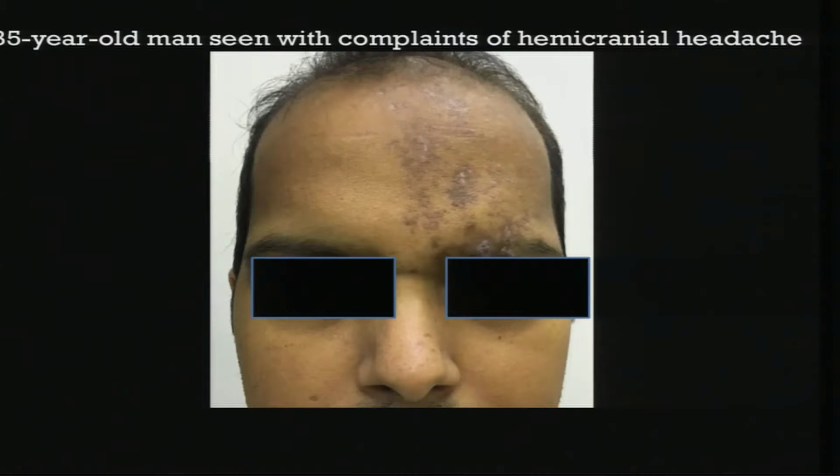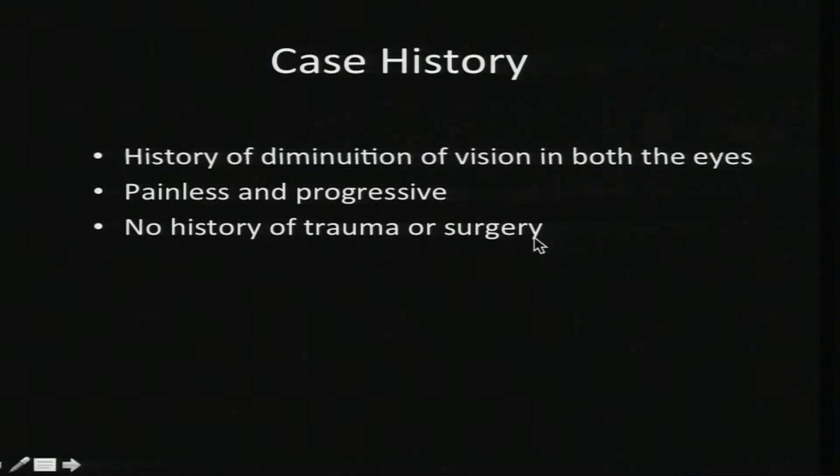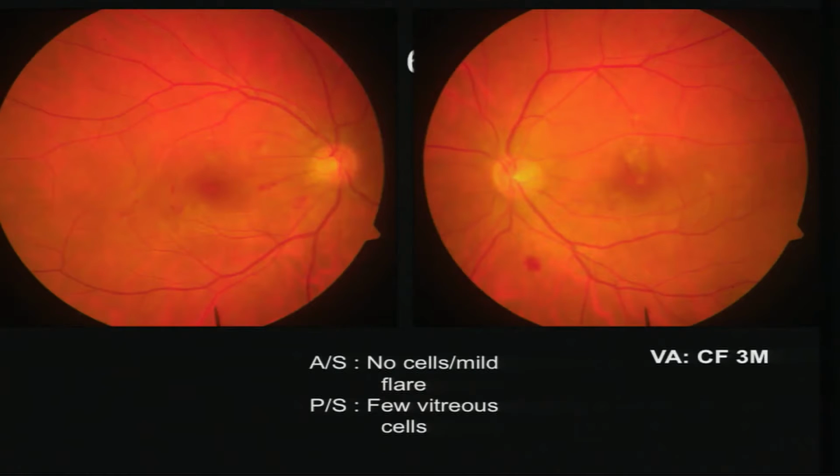With this, I move on to my next case. This is a 35-year-old man who comes to us with complaints of hemicranial headache. And you can see there is a zoster going on there. So he gives history of decreased vision in both the eyes, which is painless progressive, no other positive history.